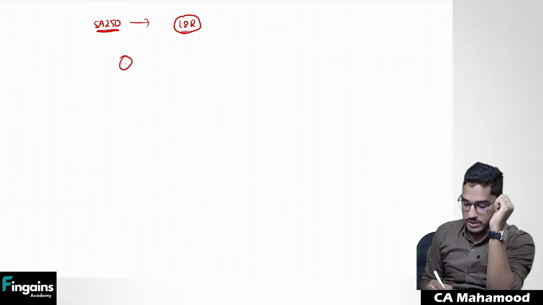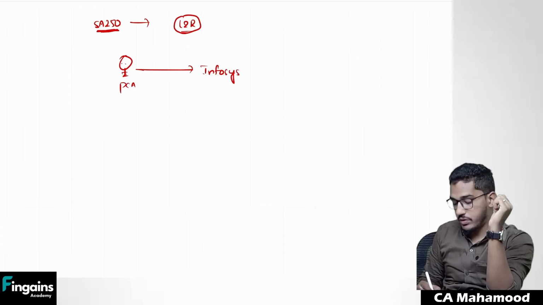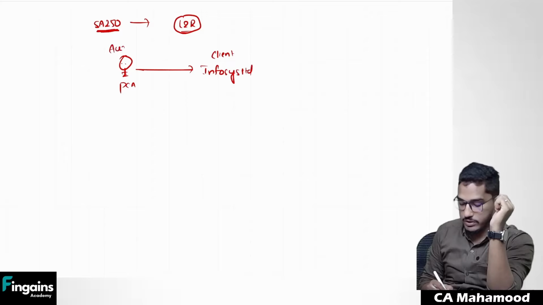Let me give you an example to make you understand. See, you are a practicing chartered accountant. You are appointed as auditor of Infosys Limited. So Infosys Limited is your client and you are an auditor.